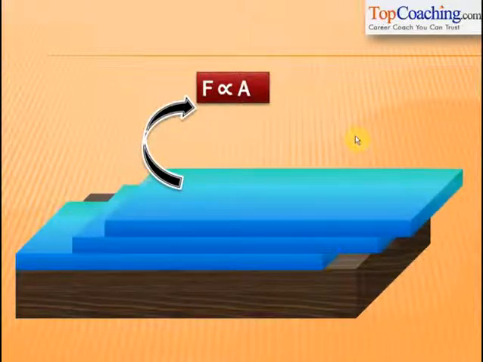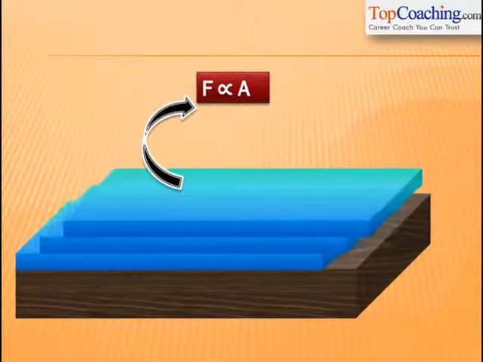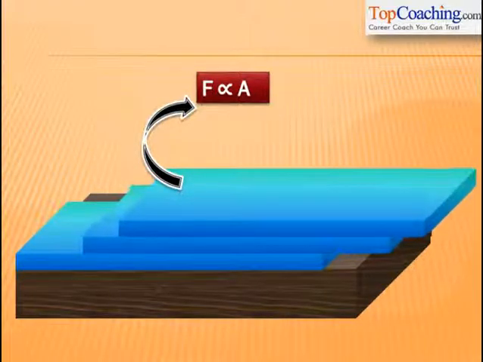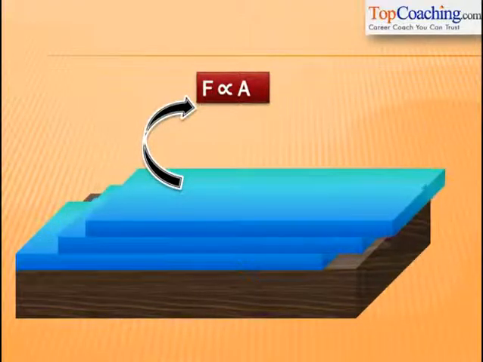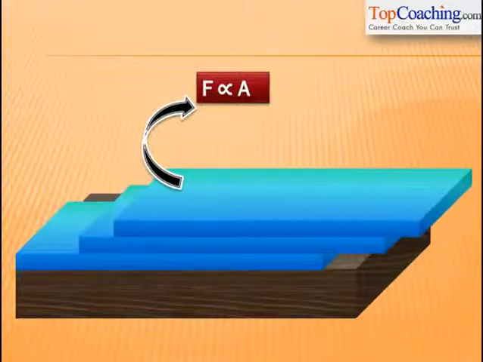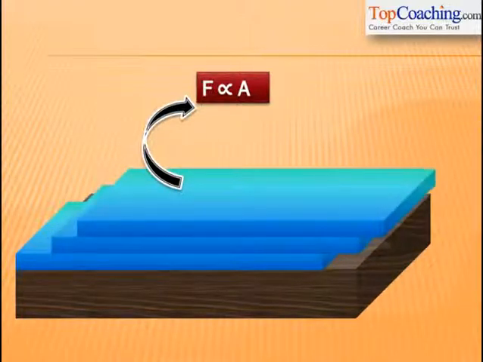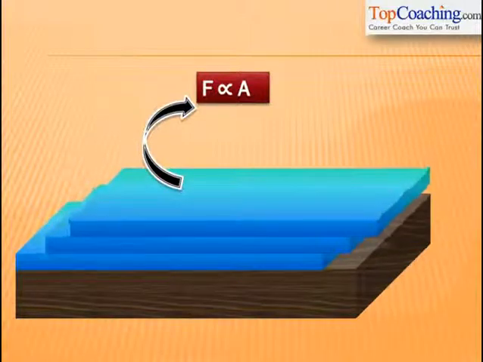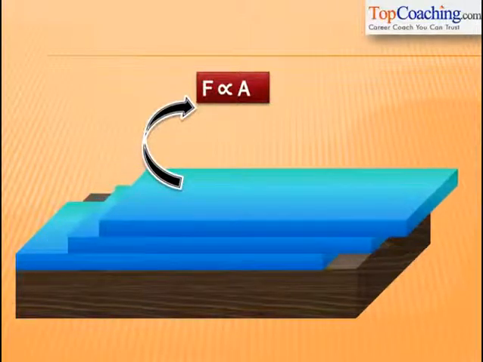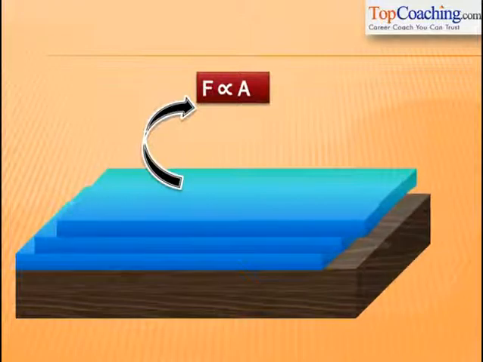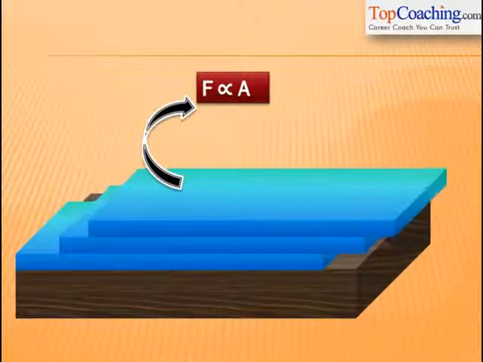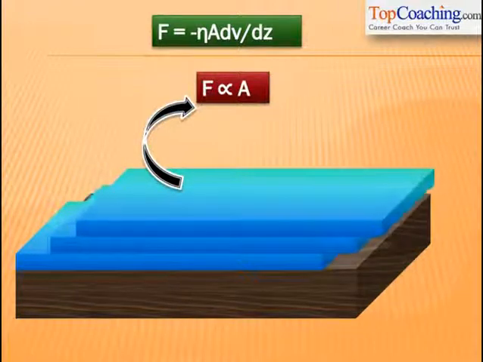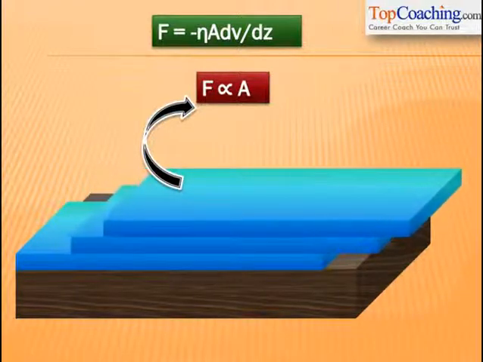He also found out that the viscous force is proportional to the area of the layers. This means that if you have water slipping over a small narrow surface, then the viscous force will be less compared to if you have a river flowing, that is huge layers of water slipping over one another. So the viscous force is also proportional to the area of each layer. Understood? And this was the final expression that Newton devised for the viscous force.